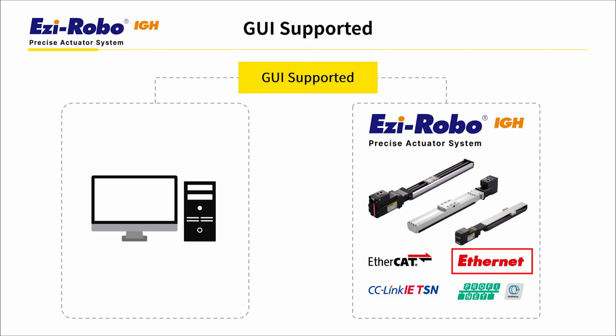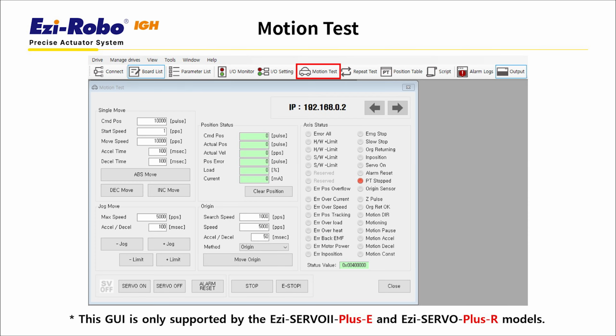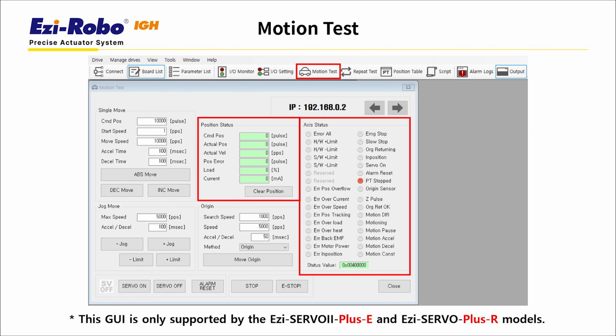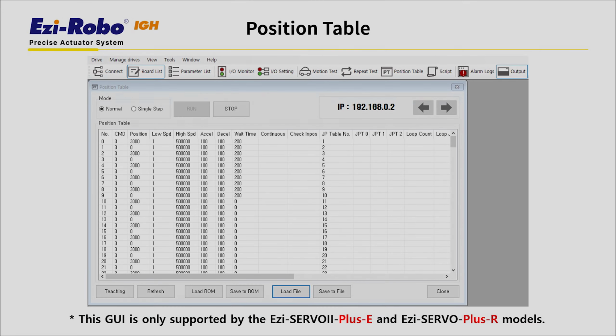Here, we'll use the Ethernet model as an example to explain the motion test and position table functions available through the dedicated GUI. Using FASTECH's dedicated GUI, Ezi Motion Plus E, you can perform motion tests. These tests include jog movement, single movement, and homing, allowing you to run simple motion checks. You can also monitor the position status and axis status in real time as the motor moves.